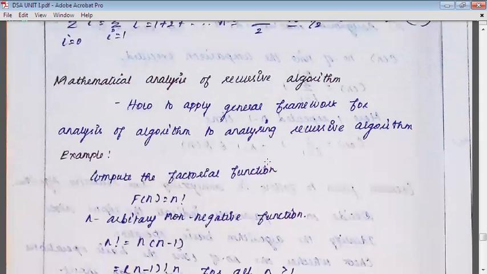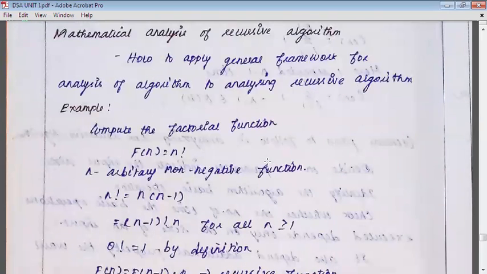Okay, example: compute the factorial function. So f(n) equals n factorial. Here n is an arbitrary non-negative integer. If the n value is negative, it won't work. So n factorial is equal to n times (n minus 1); again the n value is multiplied by the n minus 1 value. Suppose n is 5, then 5 into 4 into 3 into 2 into 1 is called the factorial of 5. So n factorial is (n minus 1) factorial times n, for all n greater than 1.